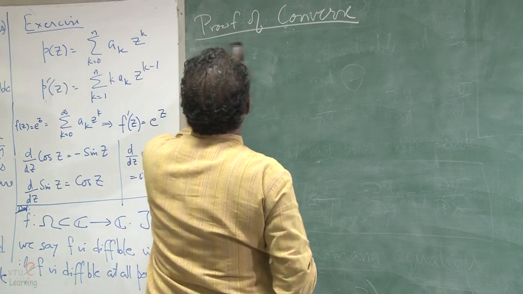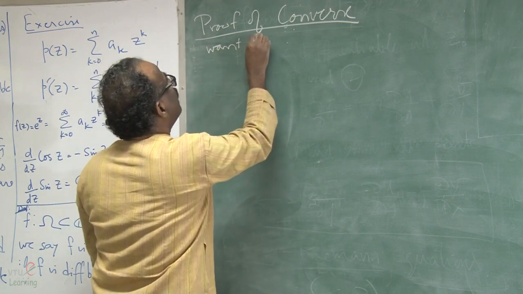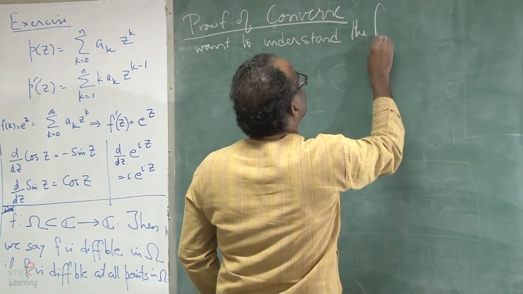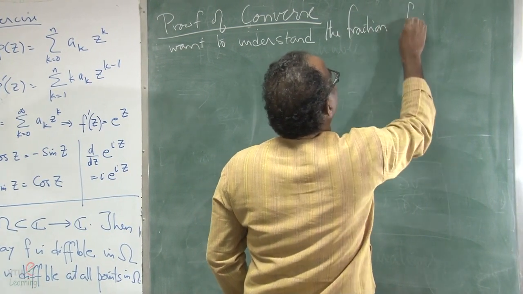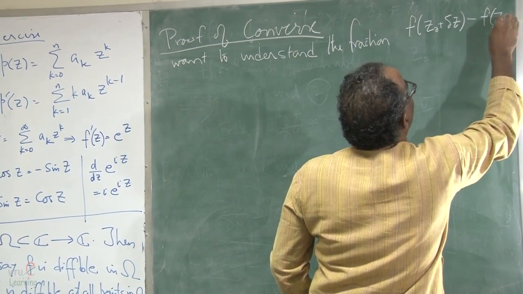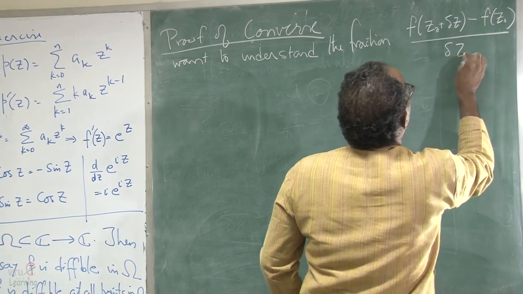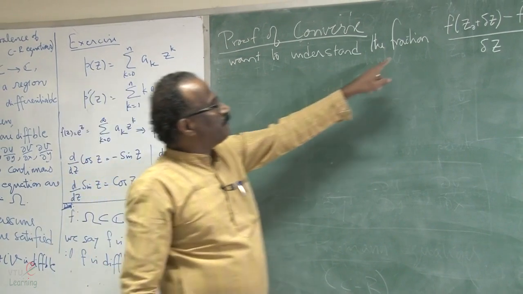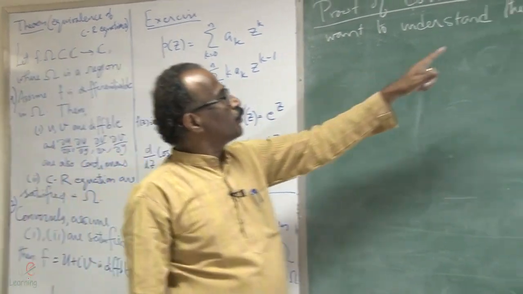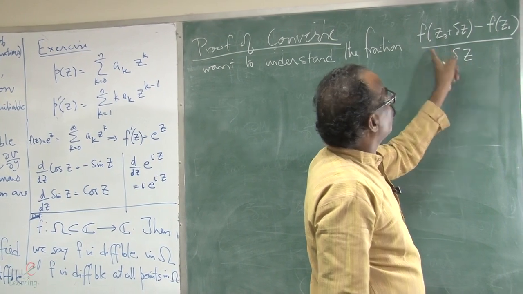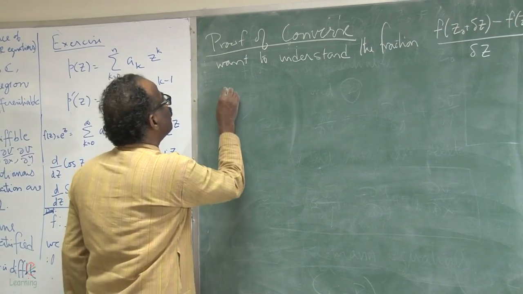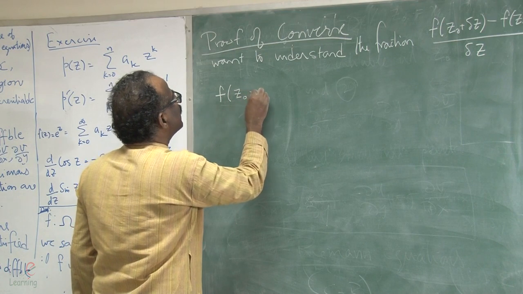So what you want to understand, you want to prove the limit exists. You want to understand the fraction f of z naught plus delta z minus f of z naught, divided by delta z. This is what you want to understand. You are assuming these two conditions 1 and 2. Using conditions 1 and 2, you want to prove that as delta z goes to 0, that fraction has a limit. That means f is differentiable, understood. So you want to write down f of z naught plus delta z.